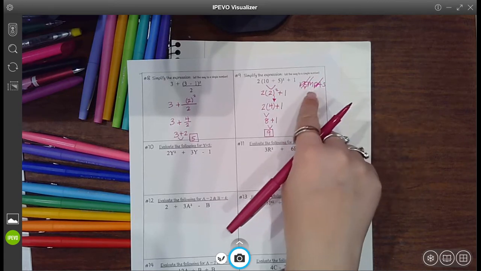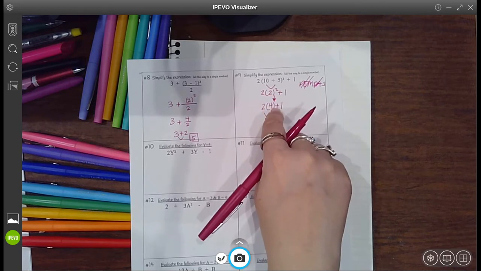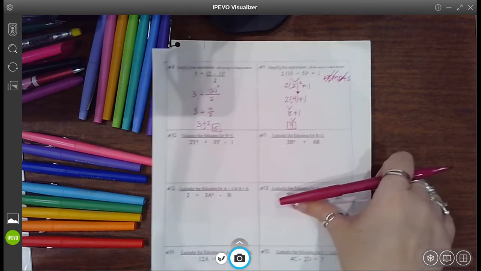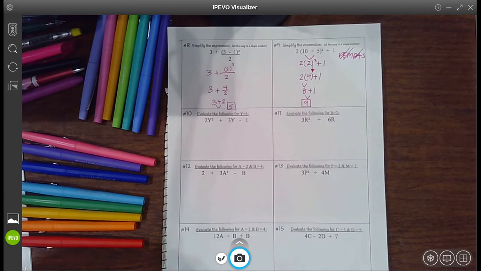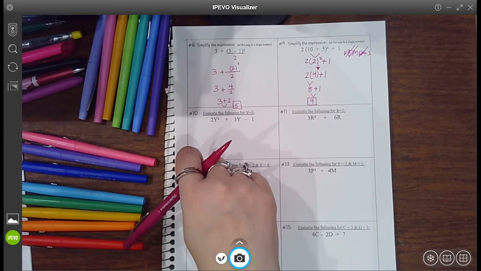Please follow PEMDAS. Exponents come before multiplying. So take care of that exponent first before you multiply them. Okay, that was pretty tricky. Apply that same method when you're doing this. Go ahead and try it.